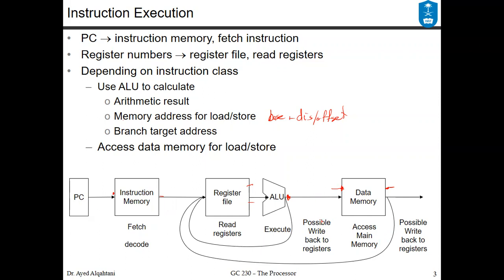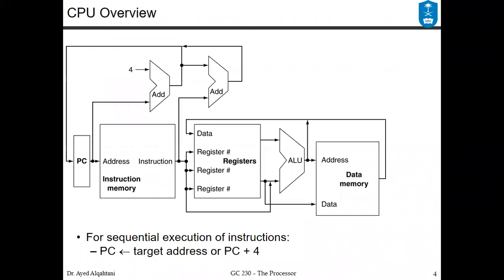This is basically a quick overview of what the processor should do. Now, in this chapter, we will build the CPU piece by piece until we reach the final design of the processor. So this is an overview of what we just talked about, but it's drawn close to the way we will end up in the processor design.